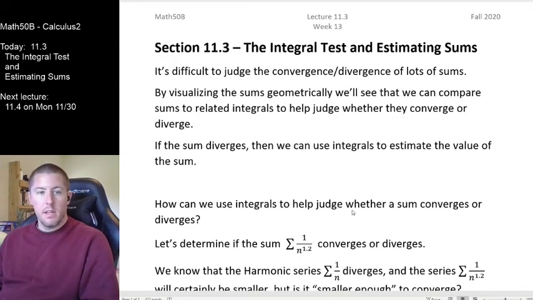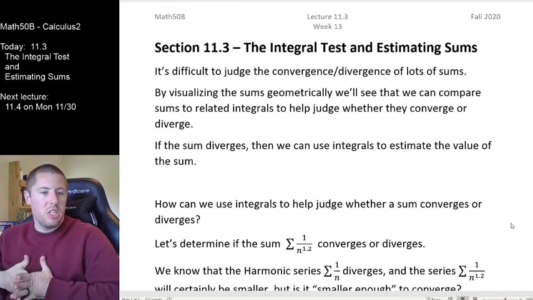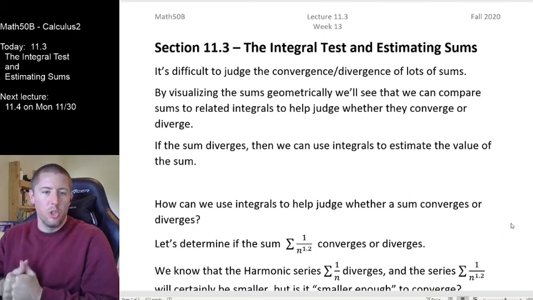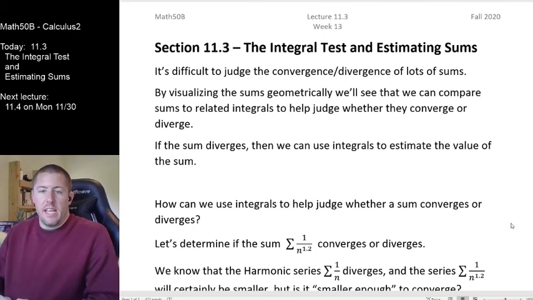We are here in the second video of week 13. We are in the middle of chapter 11 now, our conclusionary chapter of the semester. And today we're going to look at the integral test and estimating sums with integrals.